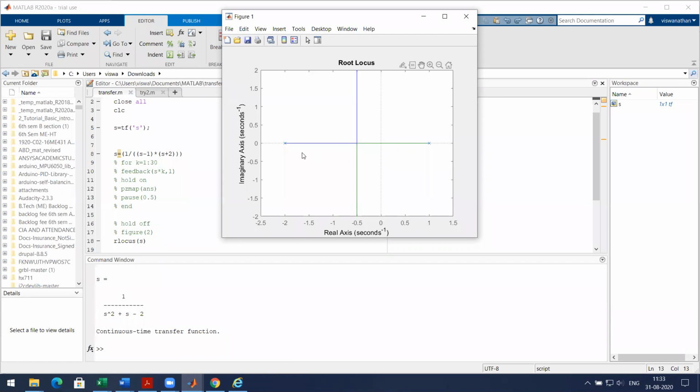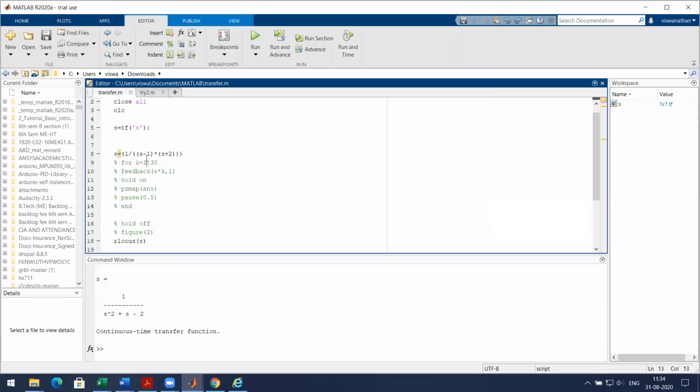Okay. So if you change the gain, how the roots change, that is what is given by the root locus plot. So it's not only the ultimate gain. Ultimate gain, you take that value because you need it for the Ziegler-Nichols method. But root locus gives all the pole positions for various values of k.